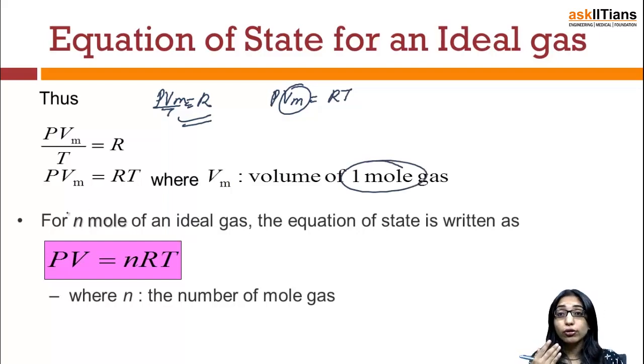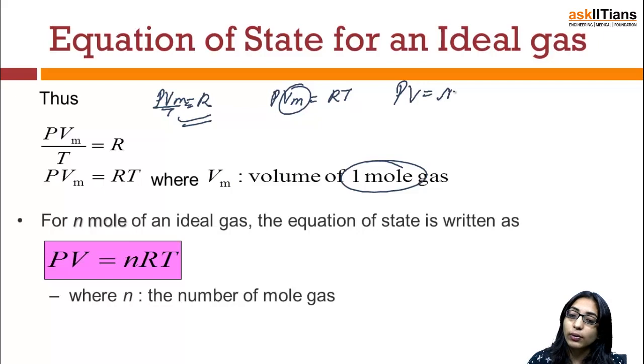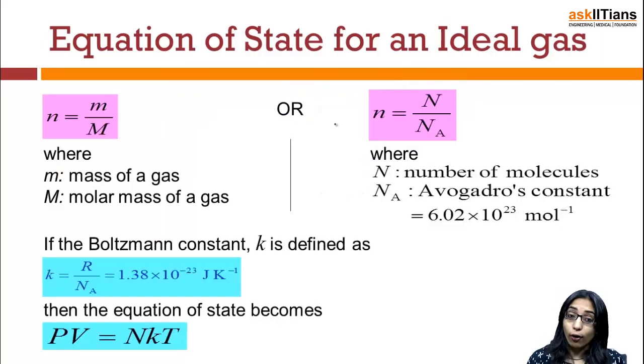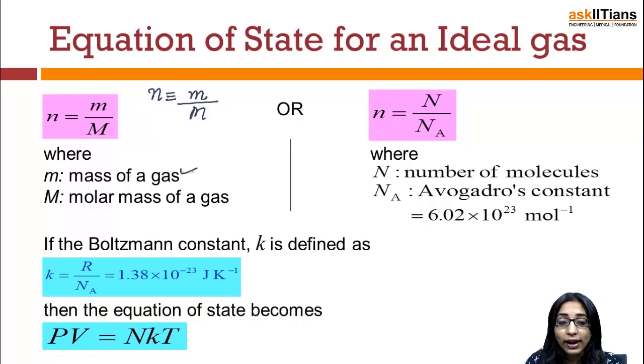Now if I ask you to write the same equation for n number of moles of the ideal gas, the equation will be written as PV is equal to nRT, because now you need to multiply the number of moles with this equation. Here n is called the number of moles for any particular gas. Also, the number of moles is basically written as given mass divided by molar mass. So if m is the mass given to you and capital M is the molar mass of the gas, and if you divide the two, you get the number of moles of gas.